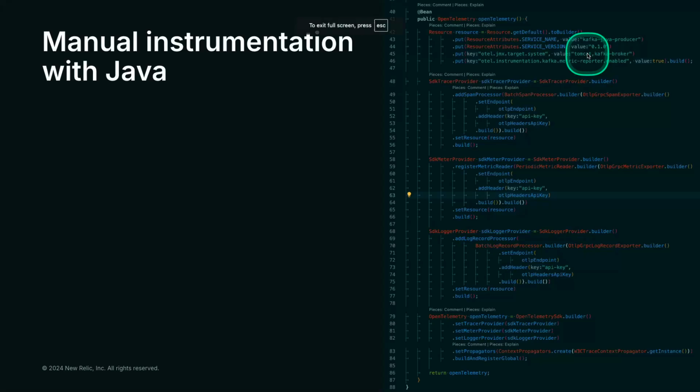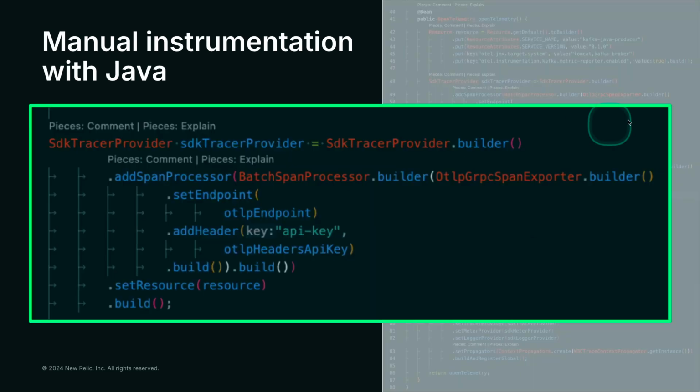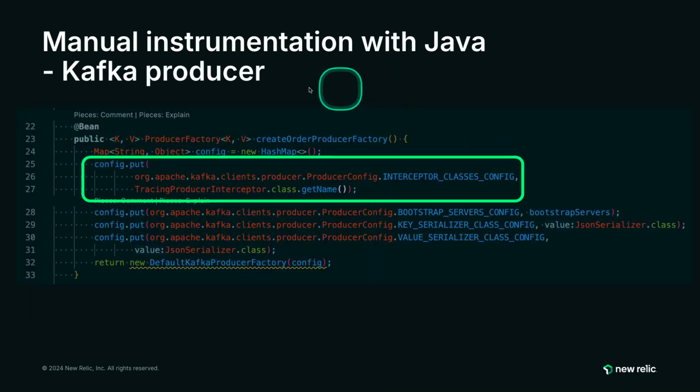You may be wondering, in the case of manual instrumentation, how does Kafka work in this case? How do I still capture that information from the producer through Kafka to the consumer and capture that trace? And for this, what OpenTelemetry provides is a so-called interceptor for the producer side. So you can add this information to your producer config.